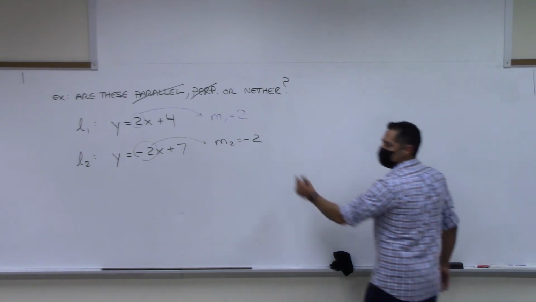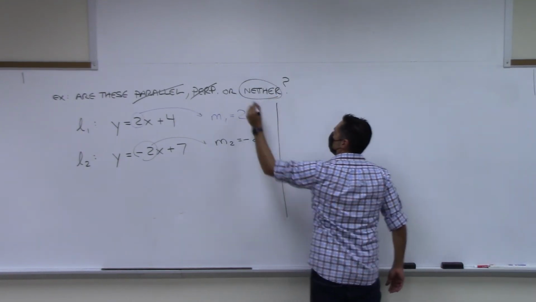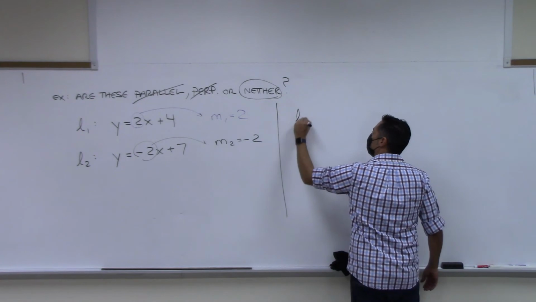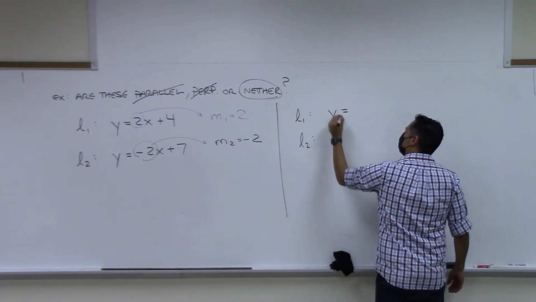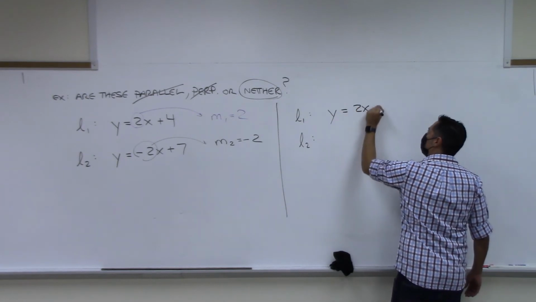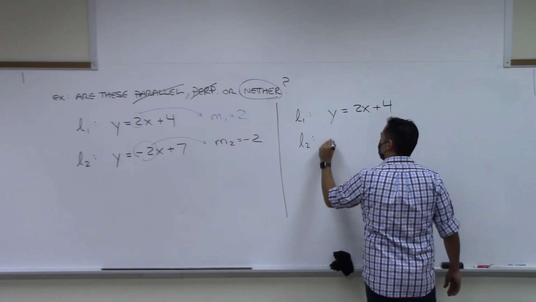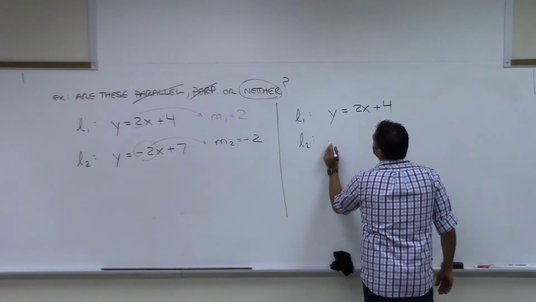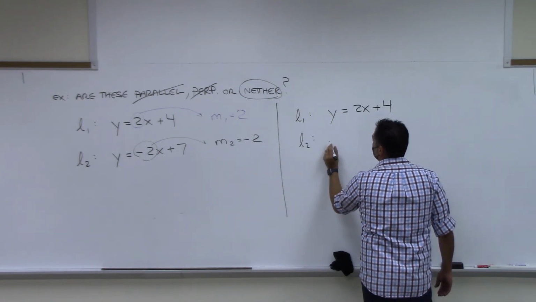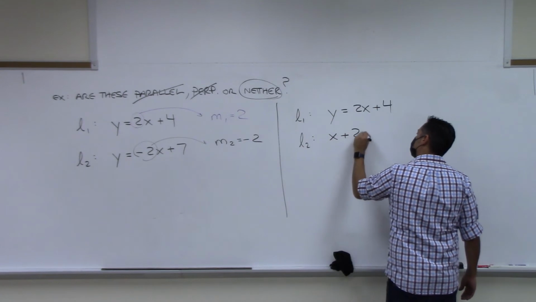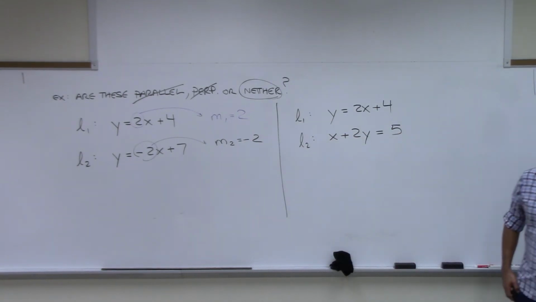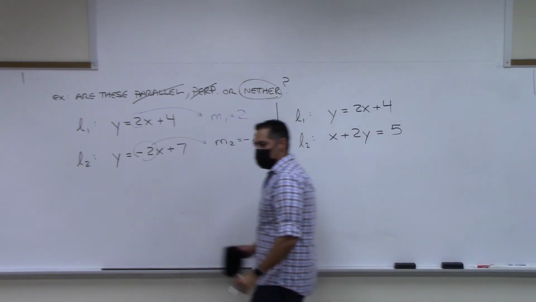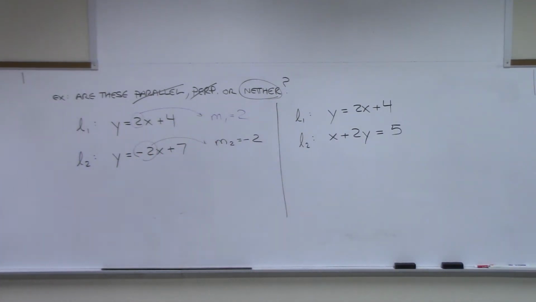Ready for another one? Same questions on this one. L1, L2. Y equals 2x plus 4. Okay, next one is, hold on, I'm trying to think of how I want this to do. All right, x plus 2y equals 5. Ooh, okay. So what's different about this problem? What's different?